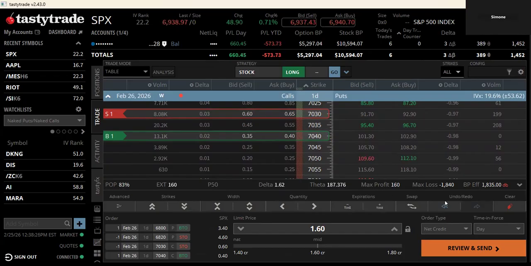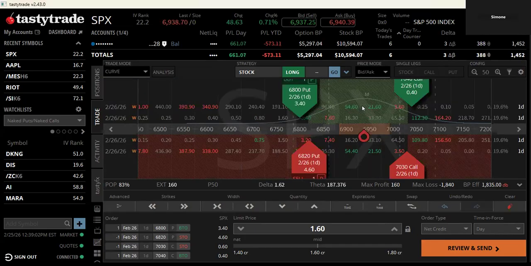I got an 83% chance of making money, but I'm putting up about $1,800 of risk. Okay, now let me see what this return is for one day. A little under 10%. Yeah, 9%. So a 9% return in one day, and if I click on curve, as long as it stays in the green, I will be making money.